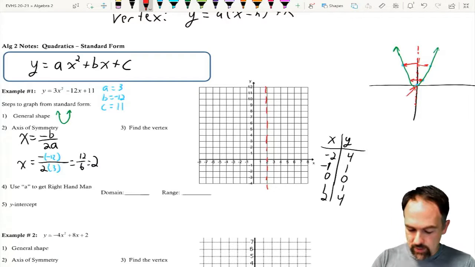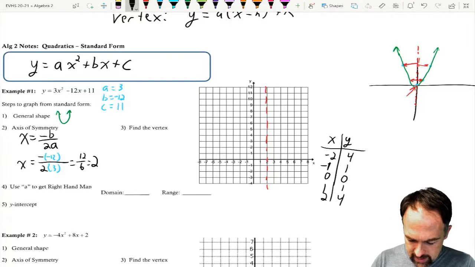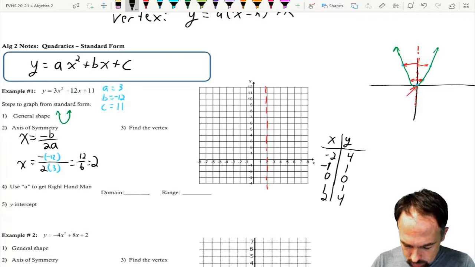Now, to find the vertex, what I'm going to do is take the original equation, y equals 3, and now I'm going to put a set of parentheses here for all of my x's.